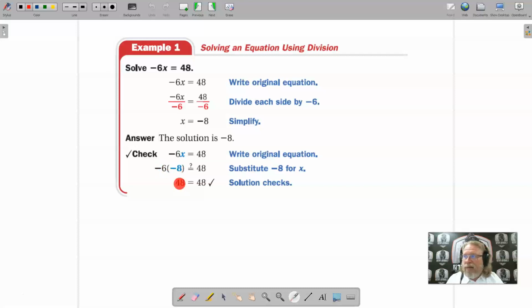6 times 8 equals 48, and this 48 came down on the right, and does 48 equal 48? Indeed it does. So represented with a check mark, the solution checks out, therefore the solution is correct.